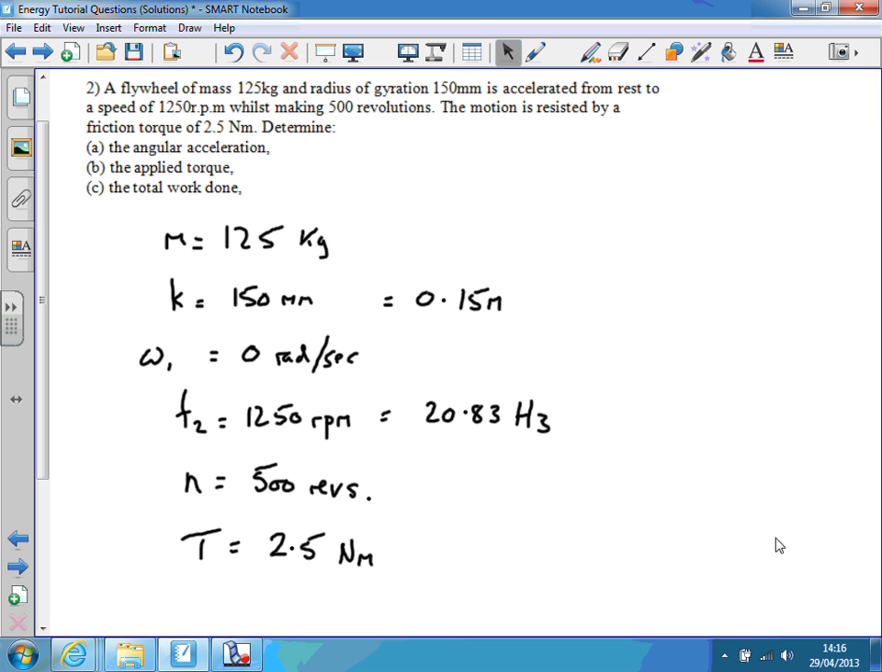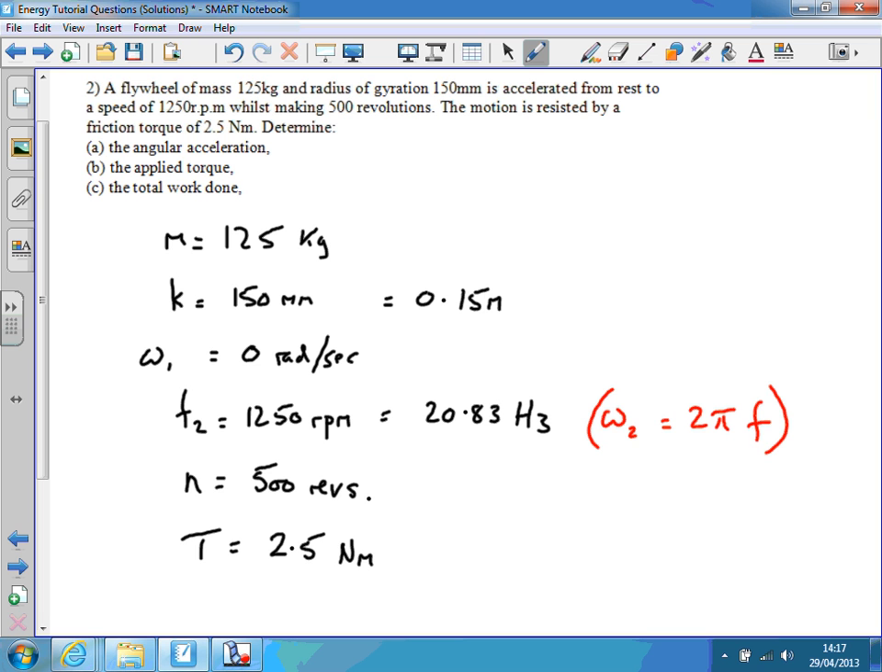So that's worth remembering. Omega 2 we're not given, actually, even though it sort of implies it is, because it says a speed of that. Well, we're given the frequency, 1250 RPM. So that's actually frequency 2. Divide that by 60 and we get 20.83 hertz. So actually we need to remember that omega 2, the final angular velocity, is 2 pi times that frequency. So there'll be a little calculation required to actually calculate omega 2.